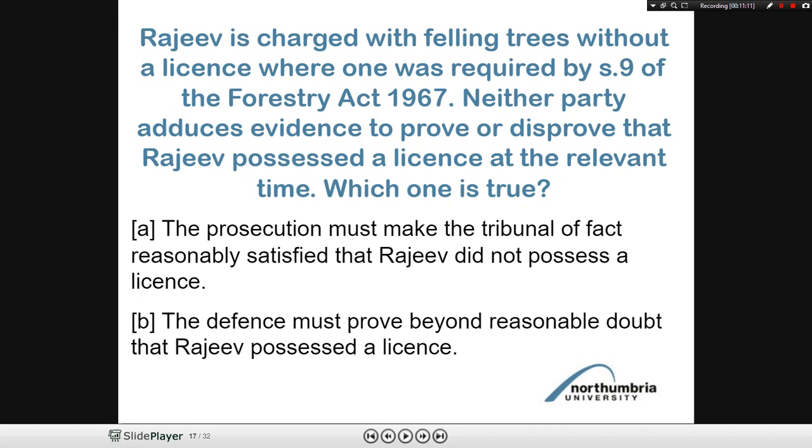Rajeev is charged with felling trees without a license, where one was required by section 9 of the Forestry Act 1967. Neither party adduced evidence to prove or disprove that Rajeev possessed a license at the relevant time. Which one is true? Number A, the prosecution must make the tribunal of fact reasonably satisfied that Rajeev did not possess a license, and number B, the defense must prove beyond reasonable doubt that Rajeev possessed a license.